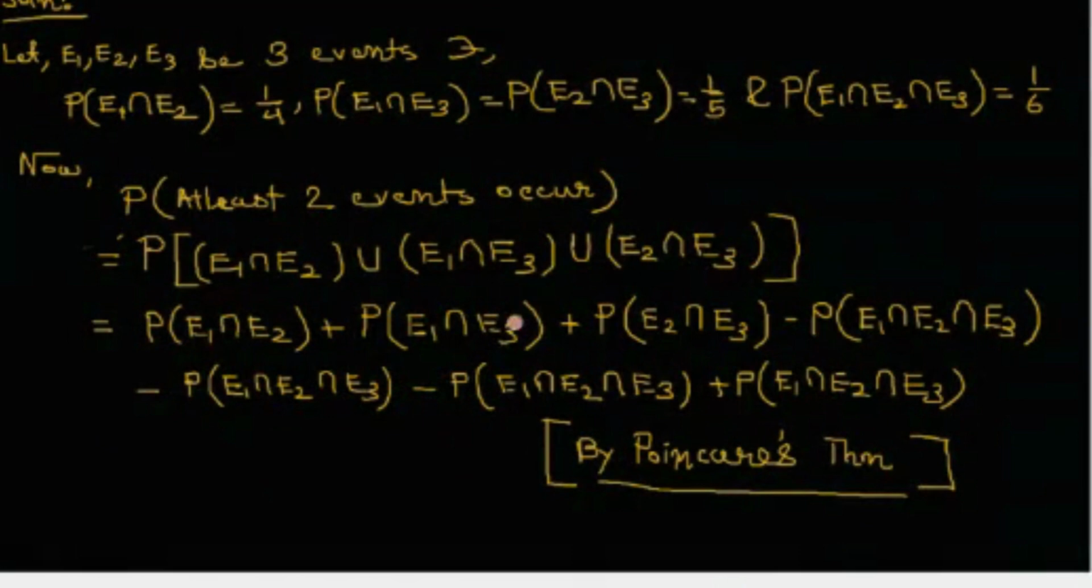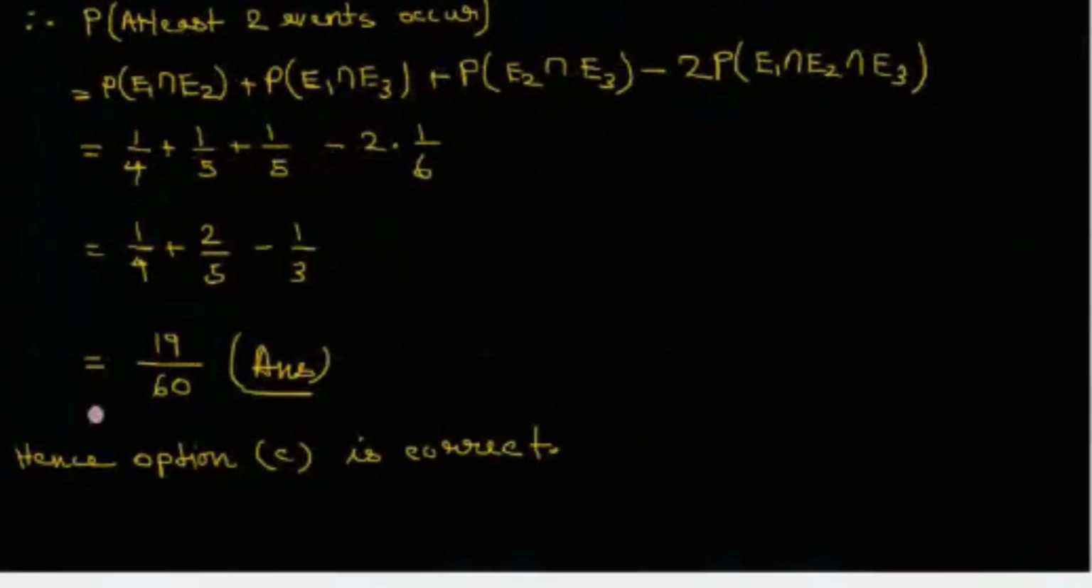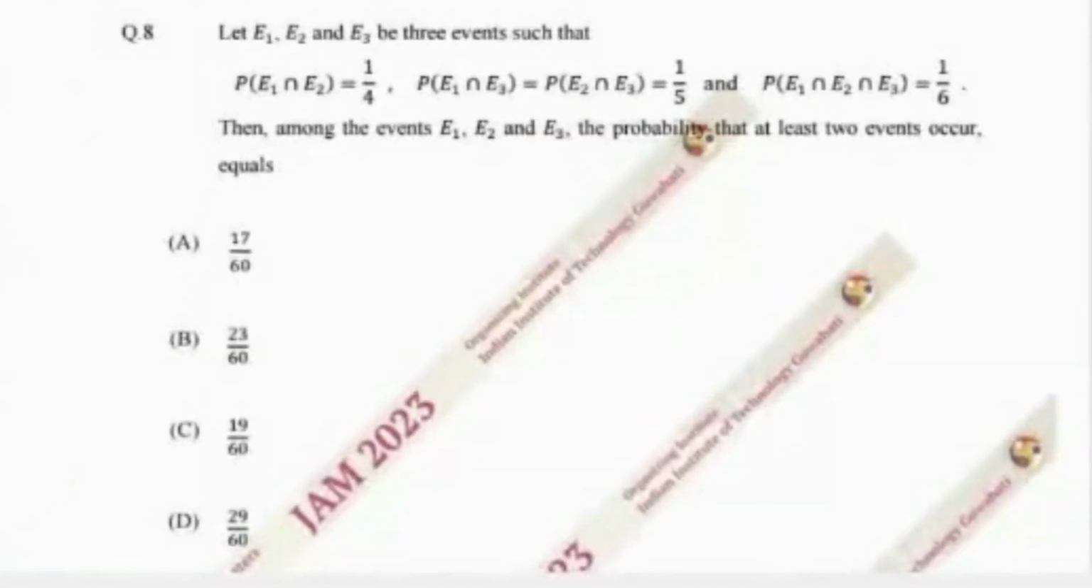One of the probability of E1 intersection E2 intersection E3 terms cancels out, hence 2 are remaining. Now simply putting the values here, we get 1/4 plus 1/5 plus 1/5 minus 2 times 1/6, which turns out to be 19/60. Hence option C is correct in this case. Therefore, the probability that at least 2 events occur is 19/60. Hence for this question, our option C is correct.